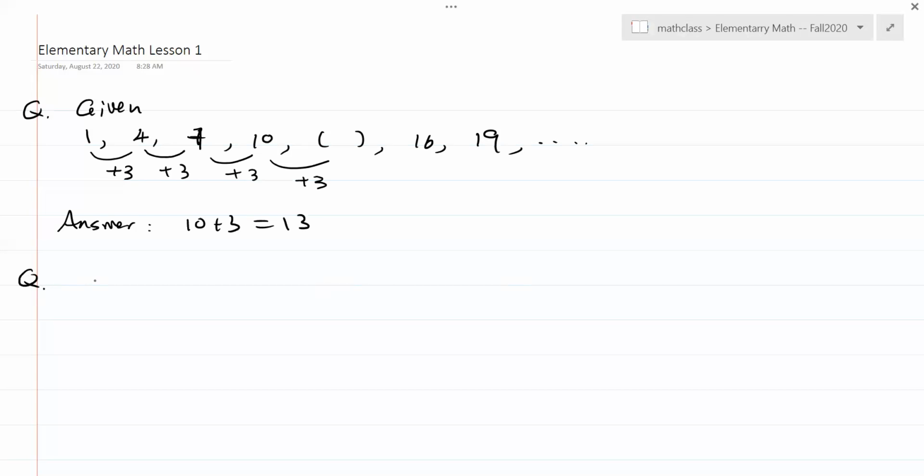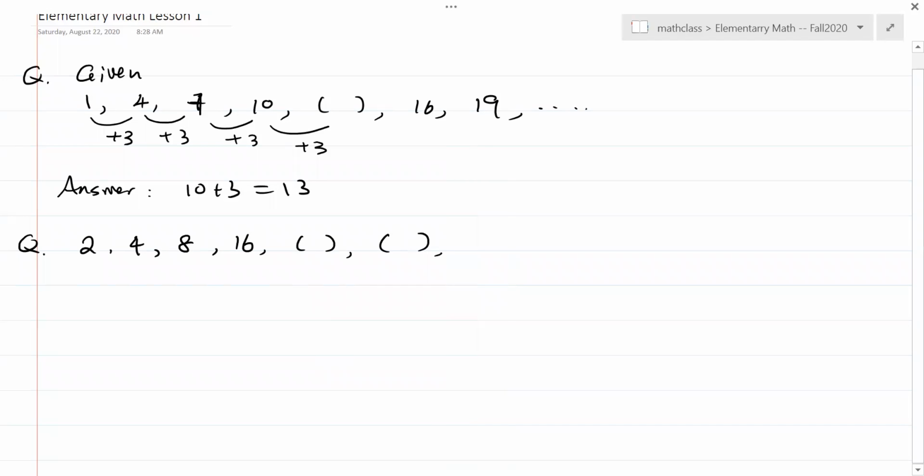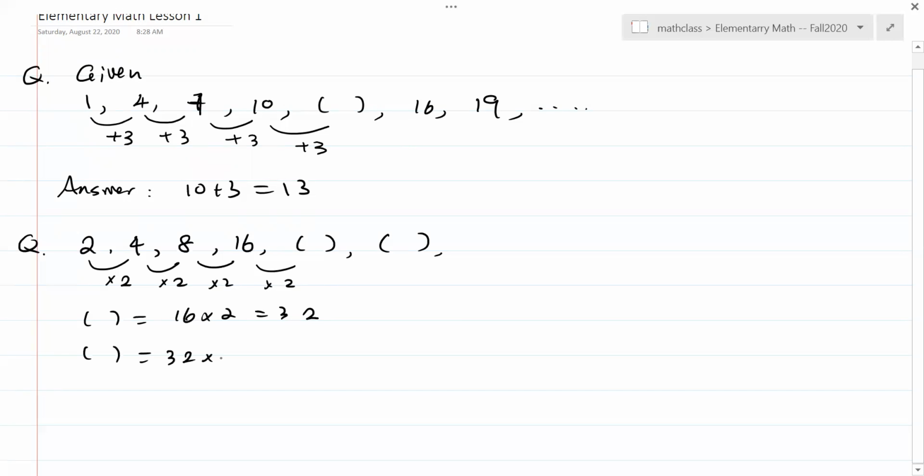The second problem, you're given the numbers 2, 4, 8, 16, and some numbers we don't know, okay? You give me the other two numbers in the parentheses. Of course, this sequence of numbers is increasing, right? But it's not just adding a fixed number. It's not like add 2, get 4, then add 2, you will not get 8, you will get 6. So actually, you double it. So this time we use multiplication. 8 times 2 is 16, 16 times 2 is 32. Then the next number, 32 times 2 is 64.